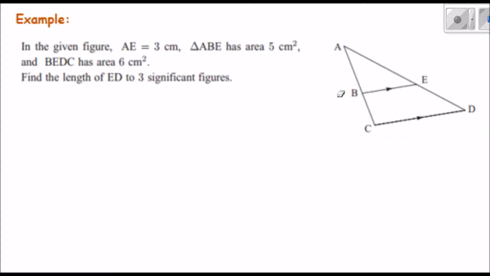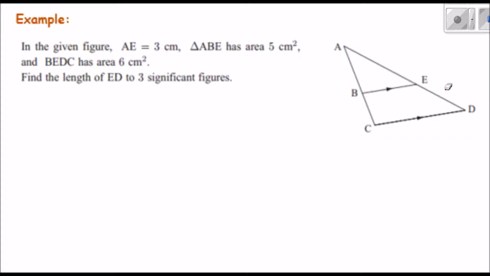So 6 centimetres squared is not the area of the big triangle. 6 centimetres squared is just this part. So the area of the entire big triangle would be this area plus that area. 5 plus 6, 11 centimetres squared. You're asked to find the length of ED, correct to 3 sig figs.